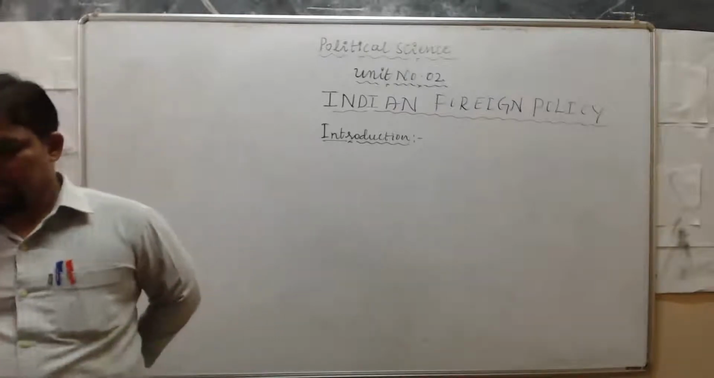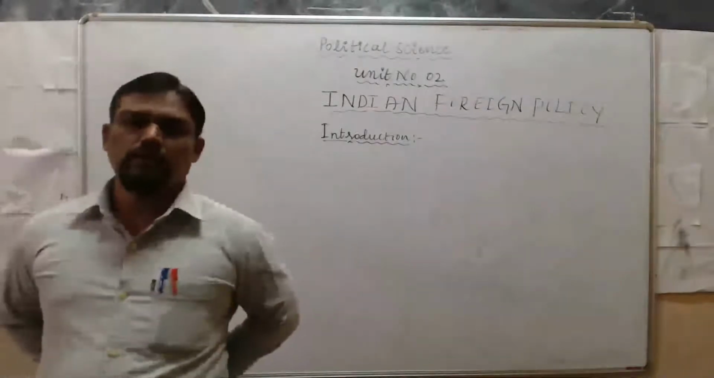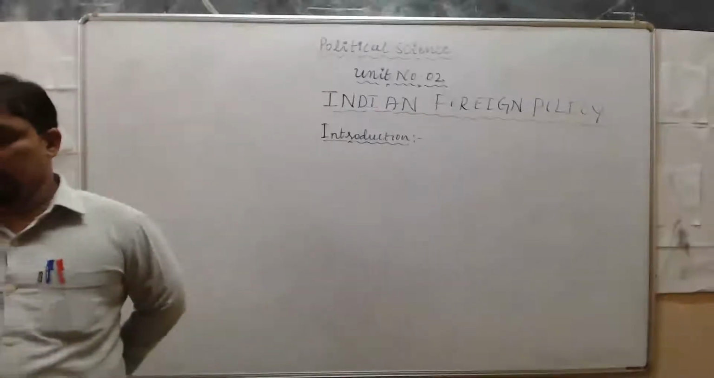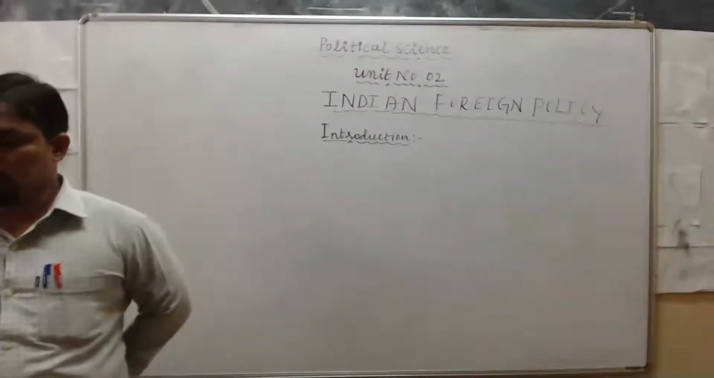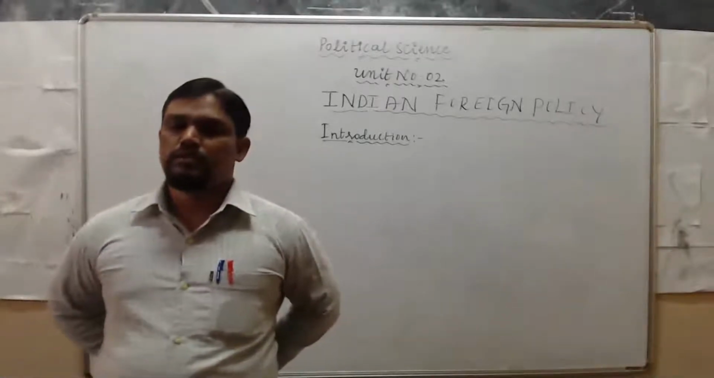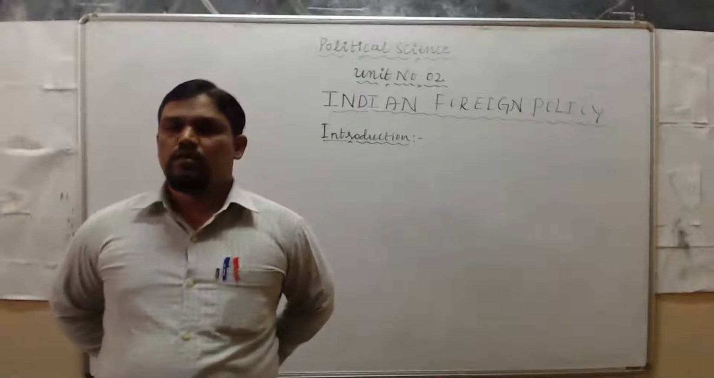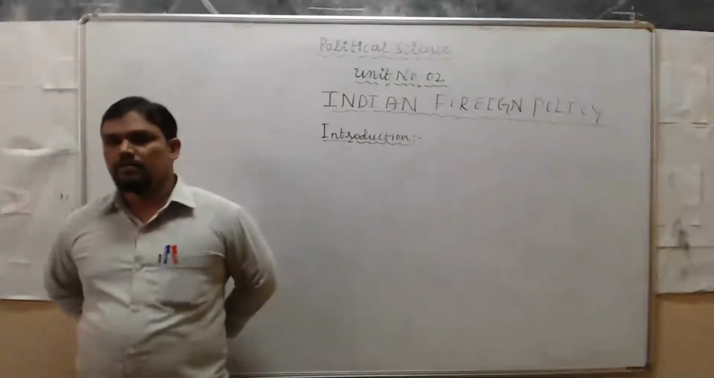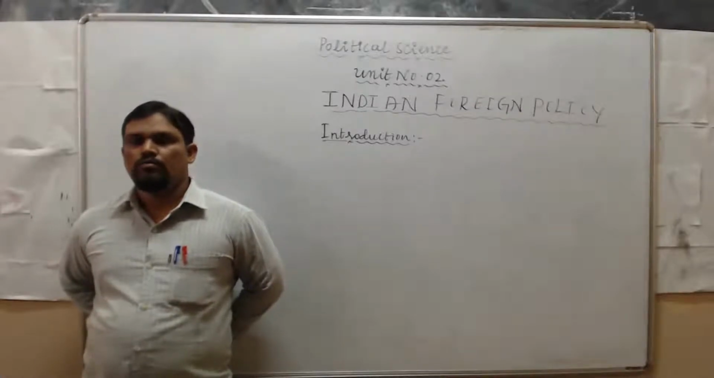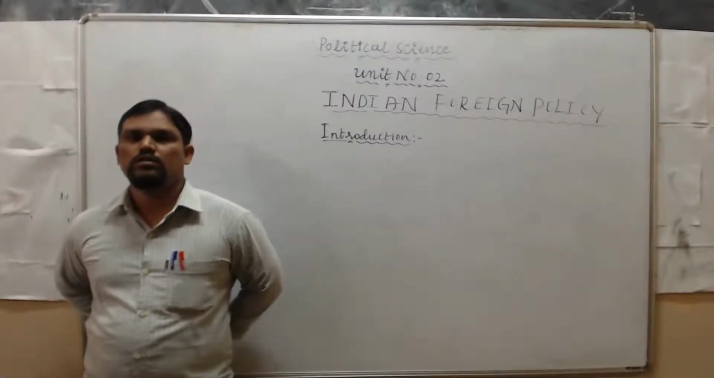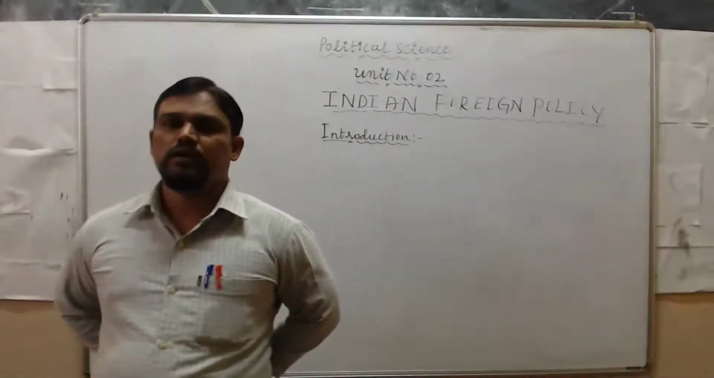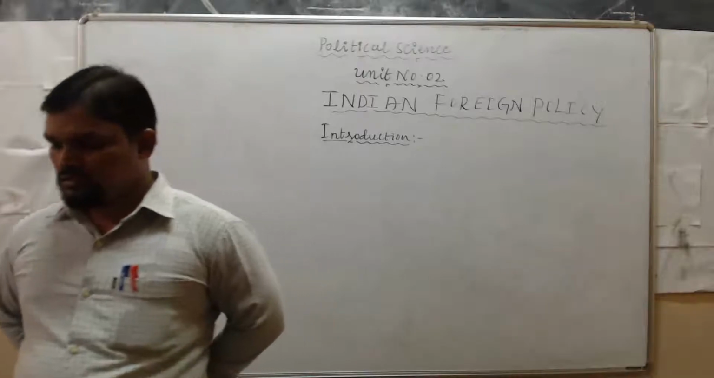India became independent in 1947, as you already know. As an independent country, India wants peaceful coexistence with other countries of the world. Before independence and after independence also, India wants peaceful coexistence with other countries. It means India wants to have friendly relations with other countries.